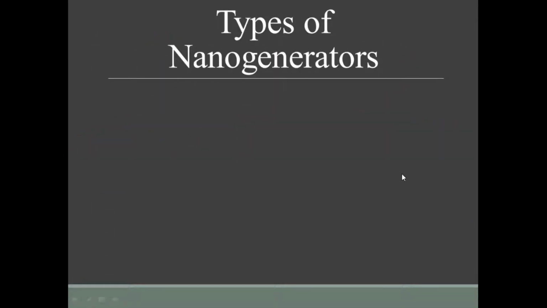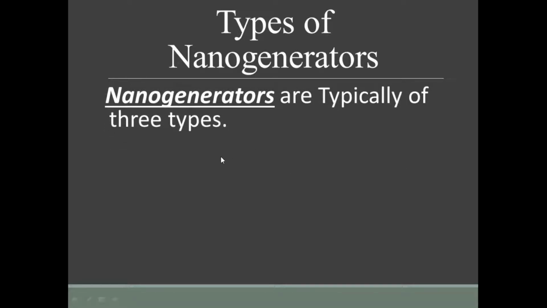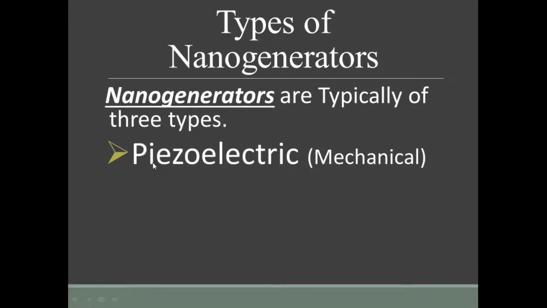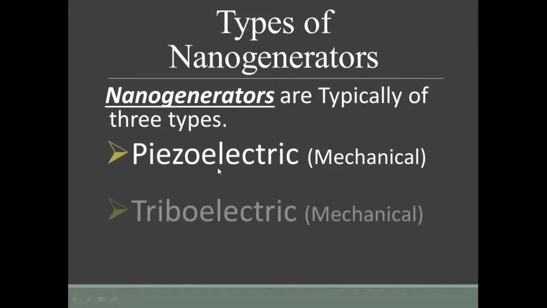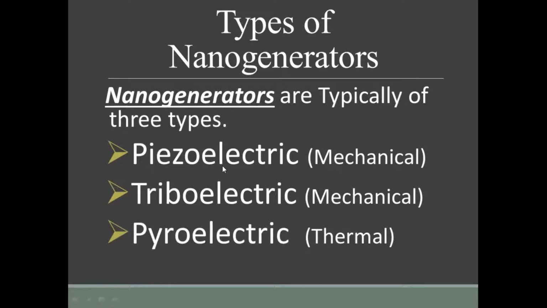So what are the types of the nanogenerators? Nanogenerators are typically of three types. The first one is piezoelectric nanogenerators, which have a mechanical working principle, and triboelectric nanogenerators also have a mechanical working principle, and the pyroelectric and thermal nanogenerators.